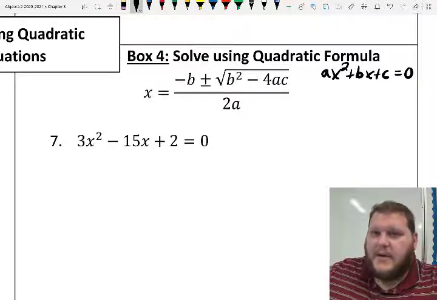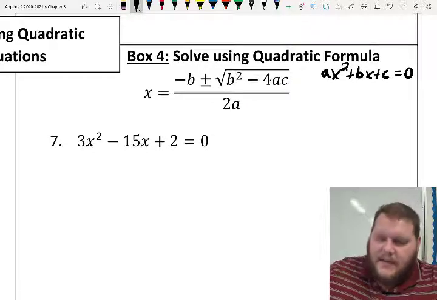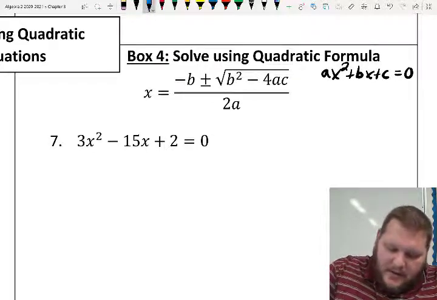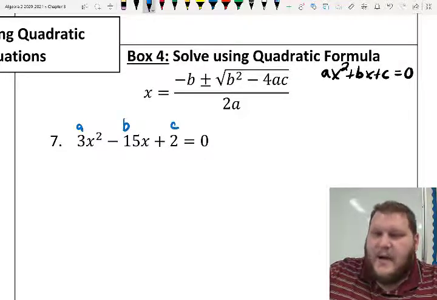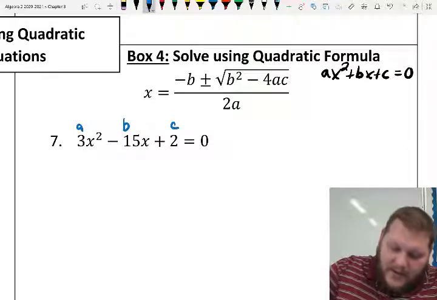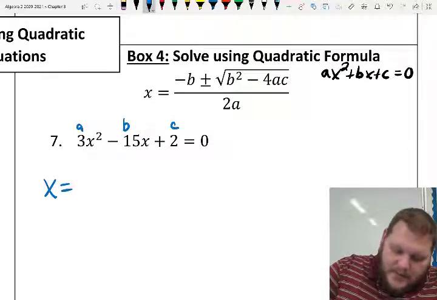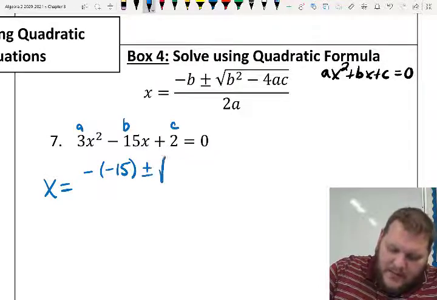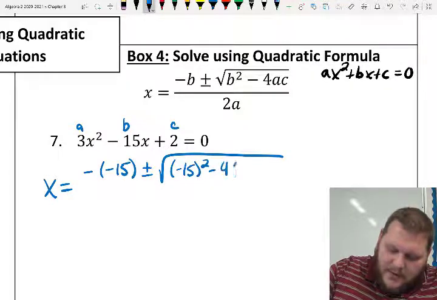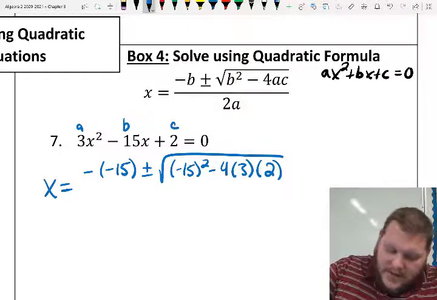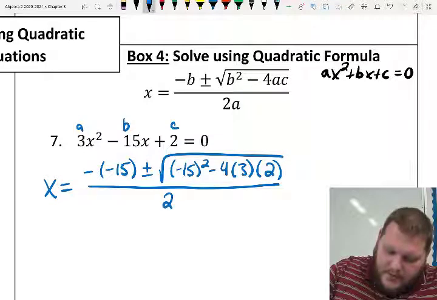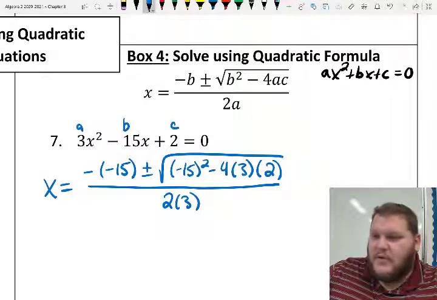So that's where the a, b, and c come from. A is always attached to your x squared term, b is always attached to x, c is always the number all by itself. So here, a is 3, b is negative 15, and c is positive 2. So if I go ahead and plug that into my formula, x equals negative b, so negative 15, plus or minus the square root of negative 15 squared minus 4 times a times c, so 4 times 3 times 2, and that's all over 2a, so 2 times 3.